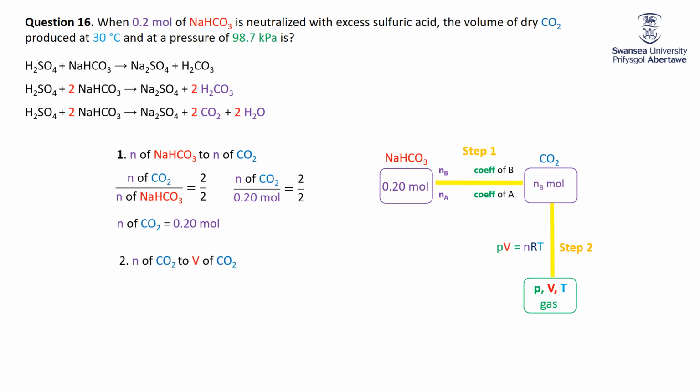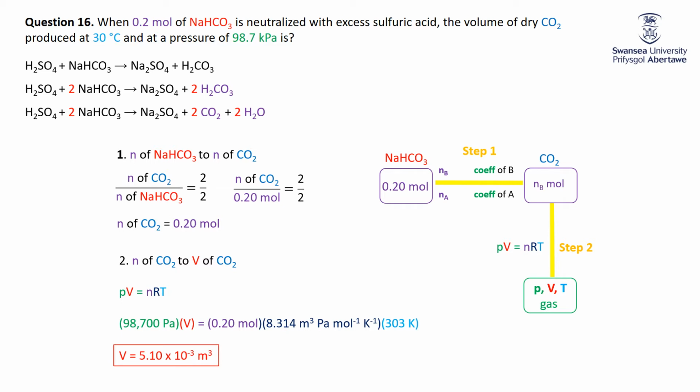Now we will just convert that to the volume of CO2 using PV equals nRT. Pop everything in that we know. The pressure, 98.7 kilopascals, so 98,700 pascals. The volume we don't know, 0.2 moles, R is 8.314 pascal cubic meters per mole Kelvin. Punch all that out, and that tells us the volume, 5.1 times 10 to the minus 3 cubic meters.